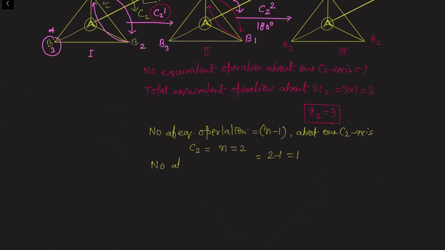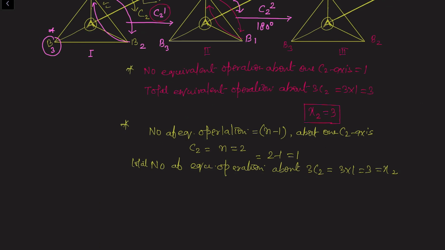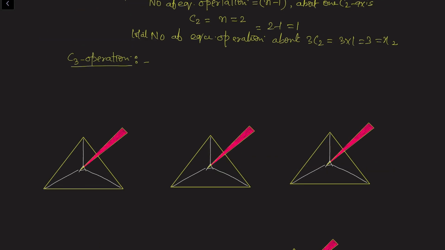So the total number of equivalent operations about 3 C2 axes will be 3 into 1, equal to 3. Again this is x2, right? Through formula, and the earlier result through operations. Now check the C3 operation. Before performing the C3 operation, how will you represent the C2 axis on paper? So how will you represent it?